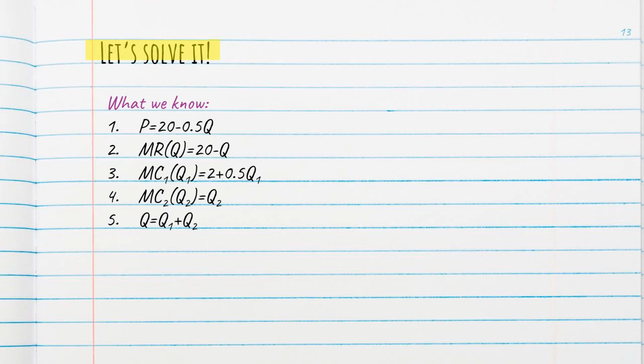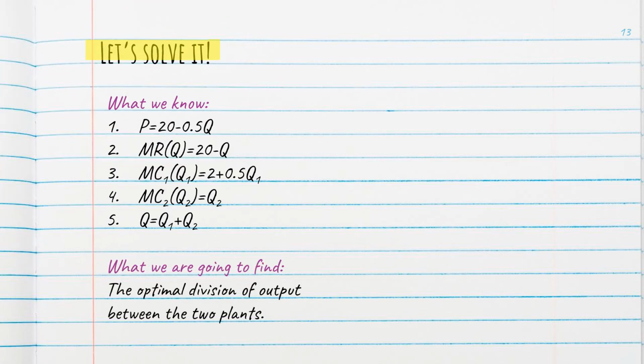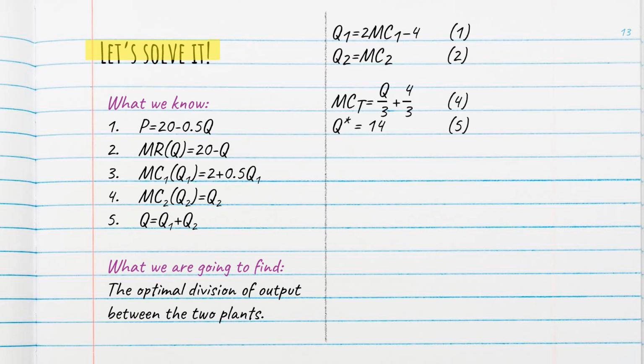Okay, so what are we going to do next? We need to find the optimal division of output between the two plants. In order to do this, we're going to apply that optimality condition, which says that the marginal costs across the two plants have to equal each other as well as the total marginal cost. So I'm going to write a few useful equations down. These are things we've already solved for. We have our inverse marginal cost curve 1. We have inverse marginal cost 2. We have the total marginal cost as well as the total output that should be produced by this firm.